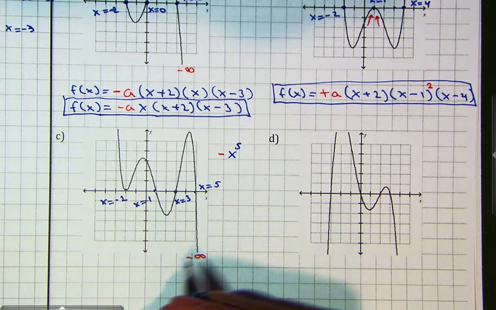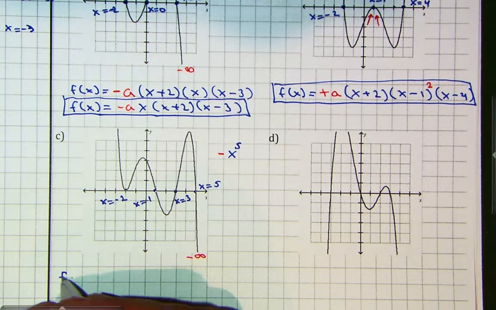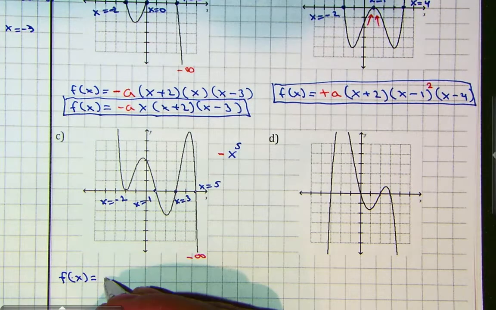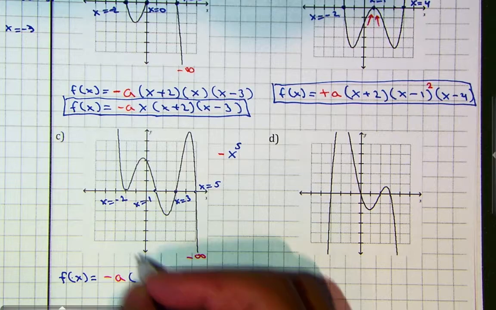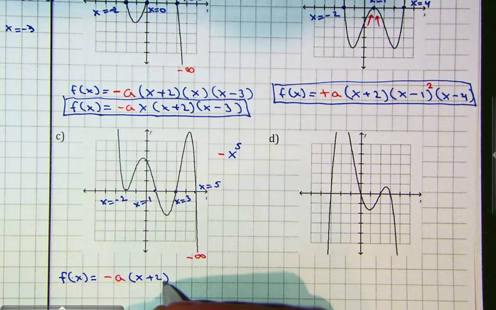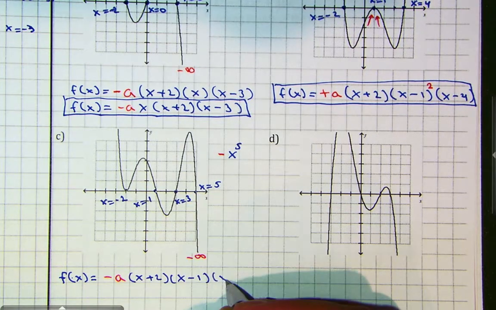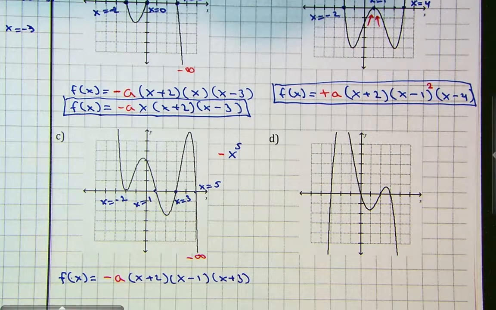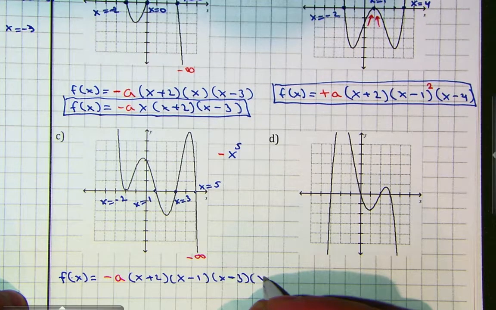So therefore, let's write. I'm going to try to write a little smaller since we have quite a few. f of x equals, that's a negative, so I'm going to place a negative a, where the a can be any number. The first factor will be x plus 2. The second factor will be x minus 1. The next one will be x plus 3. The next one will be x minus, not x plus 3, x minus 3. And the next one will be x minus 5.